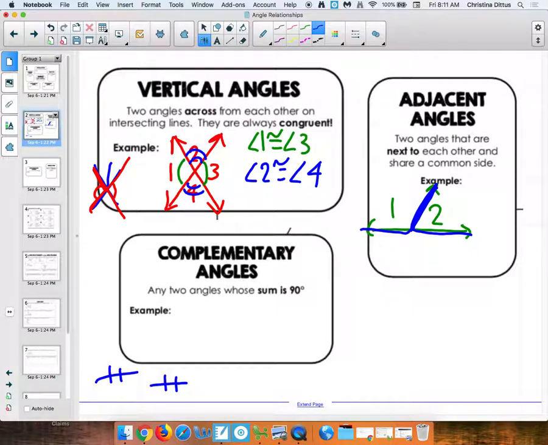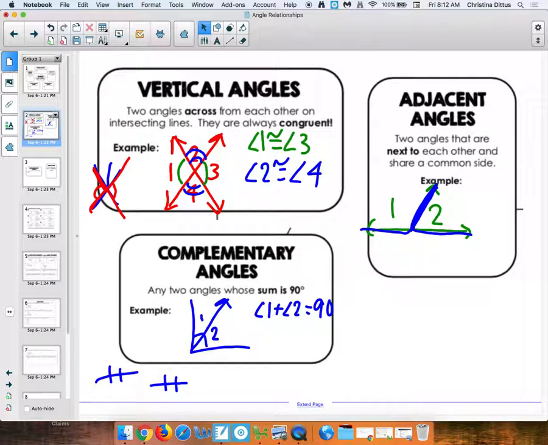Grab one of those sheets. Complementary angles. Again, counterclockwise on our little map today. Two angles whose sum is 90 degrees, so they make a right angle. So any two angles that make up a right angle. So if I label these 1 and 2, what you say is angle 1 plus angle 2 equals 90, and then from there, that's how we can solve things. Okay, complementary means 90.